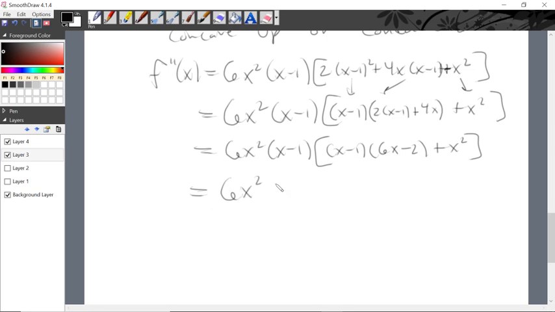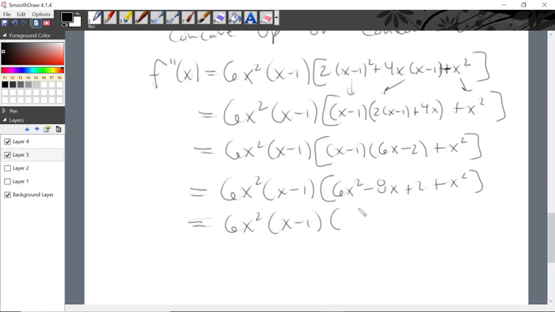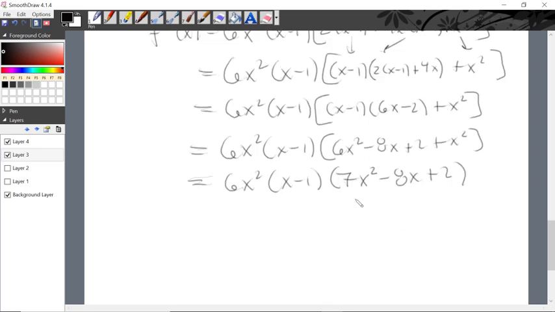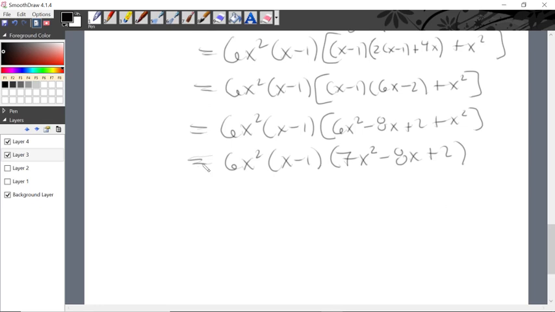Okay, so 6x squared, x minus 1. Now I'm going to expand this. So 6x squared, we get what? Minus 2x minus 6x is minus 8x, and then plus 2. Plus x squared, so 6x squared times x minus 1, this is going to be 7x squared minus 8x plus 2. Alright, kind of a nasty quadratic there.